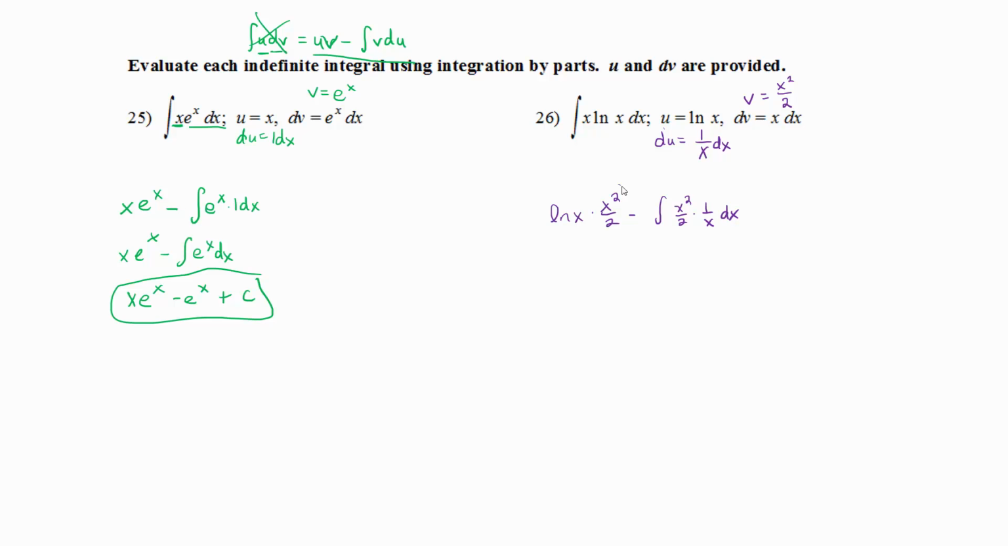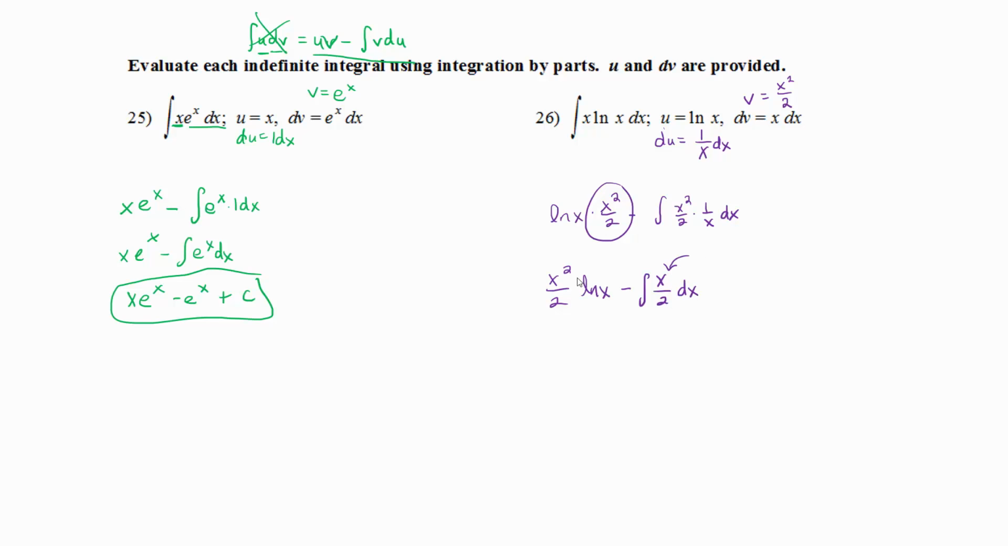Now, this does not combine with the x that's in the natural log, and so all we can really do is move it in front if we want to, just to help us remember that it's separate. X squared over 2 times 1 over x, we have an x that will cancel on the top and the bottom.